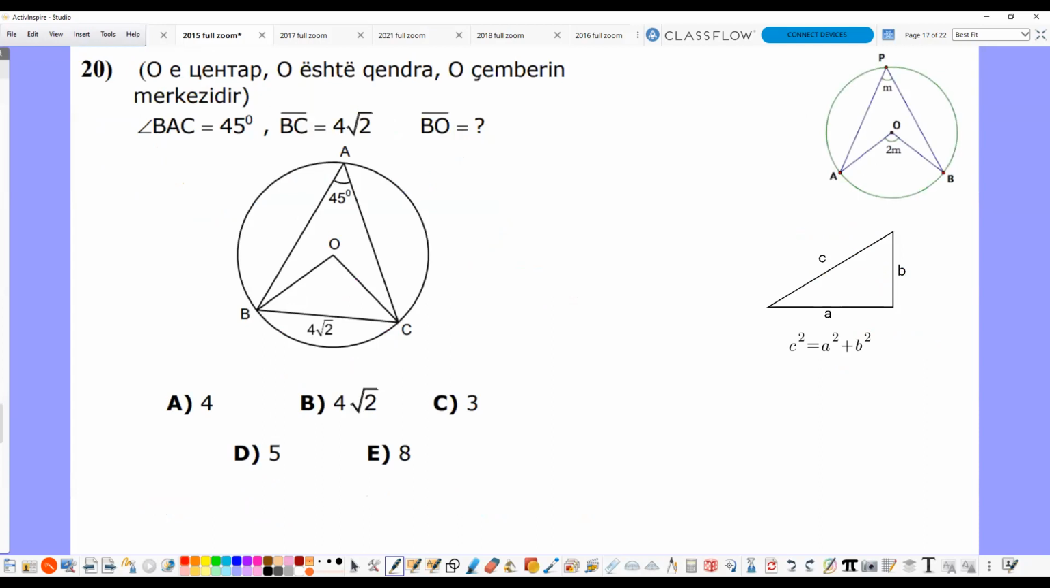The 20th question is related to the previous question, but this one is in a circle now. In a circle, this angle is called a circumscribed angle. This is an inscribed angle, and this is called the central angle. This angle is called the central angle.